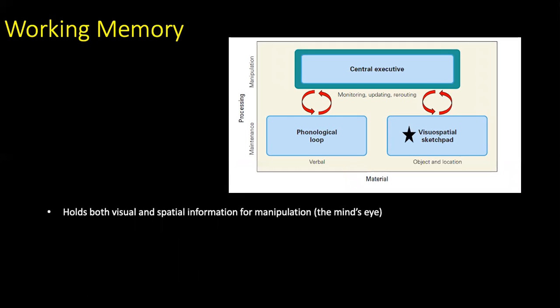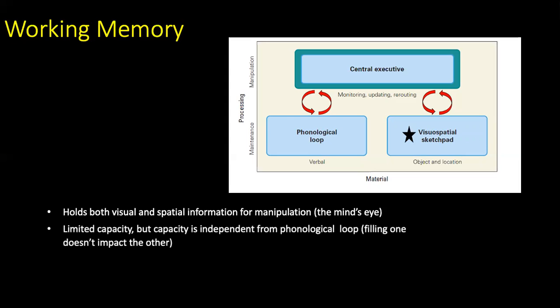Visual Spatial Sketchpad, right, holds both visual and spatial information, right? Right there in the name. And that's what we kind of call the mind's eye. Also has a limited capacity, but it's completely separate from the phonological loop. So you could have a certain amount of information in your phonological loop, but separate from that, you have an ability to keep information in your sketchpad. So filling one doesn't necessarily limit your ability to keep information in the other.